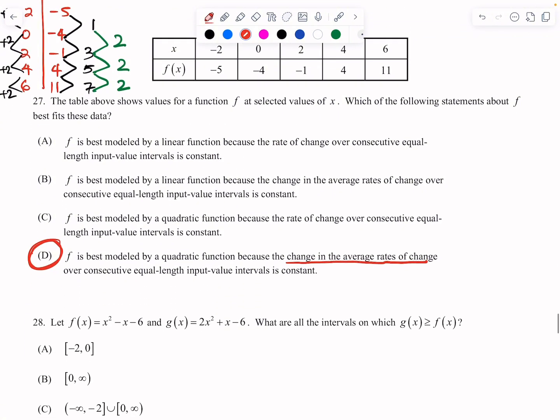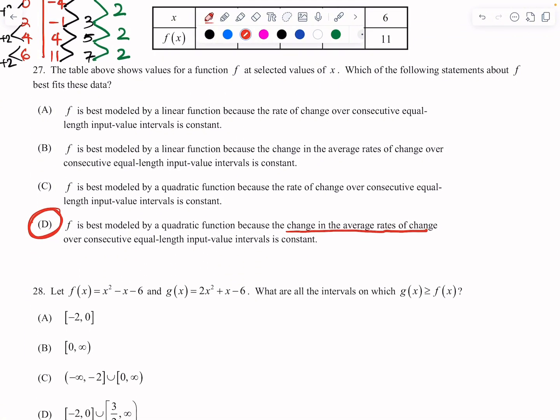Now let's go to the next question. For the next question, we were given f of x and g of x, and it's asking for the interval on which g of x is greater than or equal to f of x. So how am I going to do this? I'm going to write my g of x, 2x squared plus x minus 6, is greater than or equal to my f of x, x squared minus x minus 6.